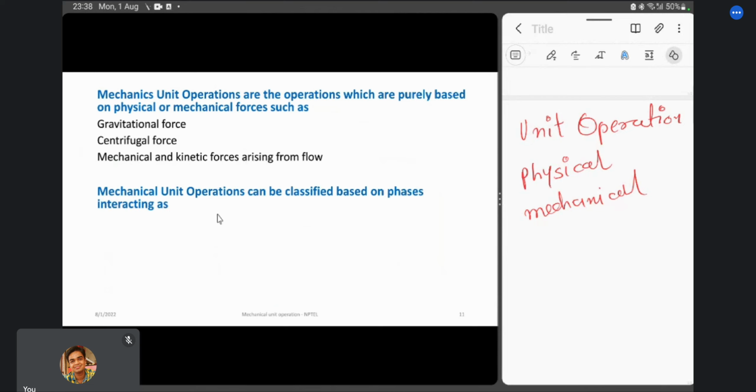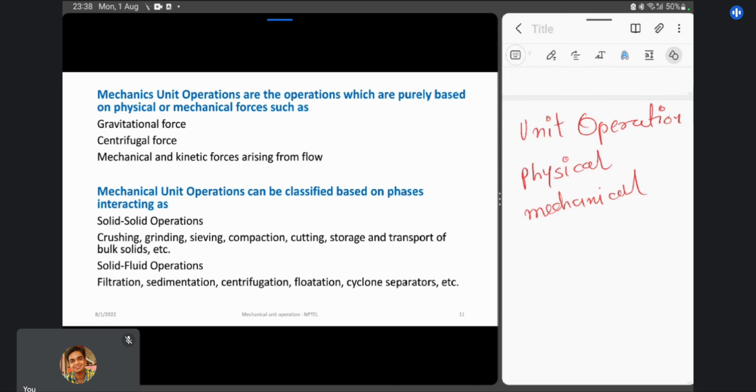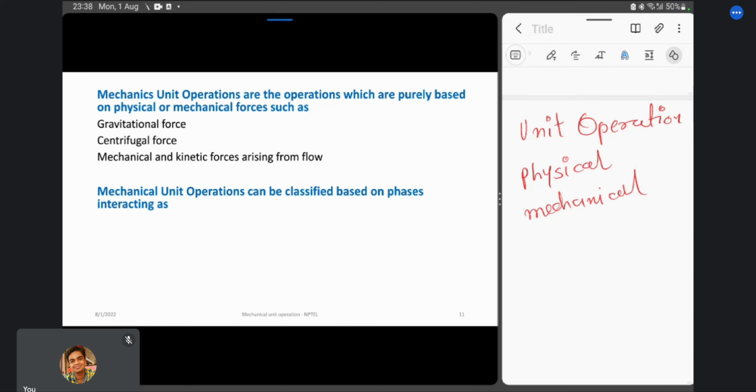Then, if we talk about the classification of mechanical unit operation, it can be classified based on the phases. As I told you at the time of the initial course description, we need to classify the mechanical unit operation on the basis of phases. So in this lecture we will classify our whole mechanical unit operation into two types of operation: one is a solid operation and another is a solid-fluid operation.